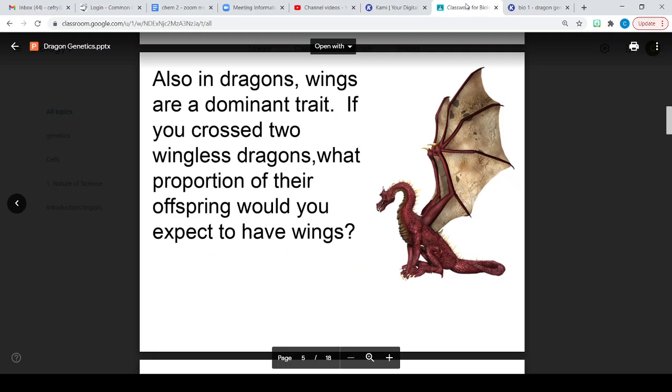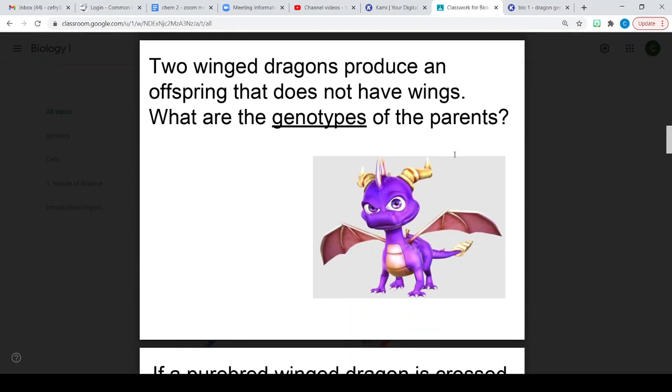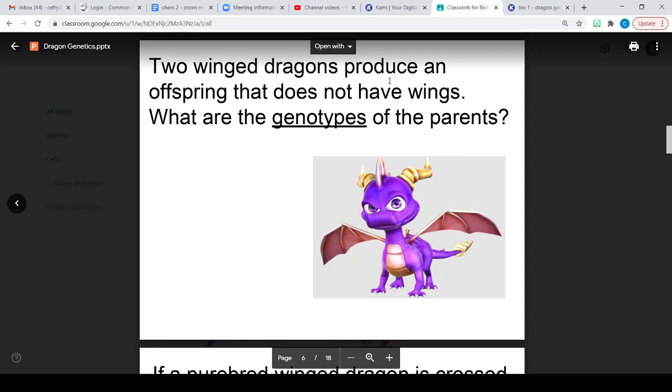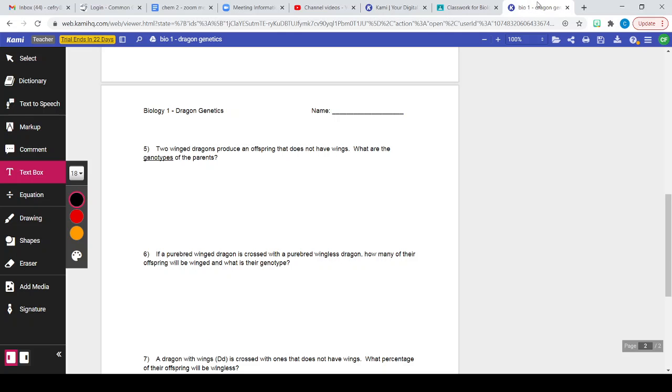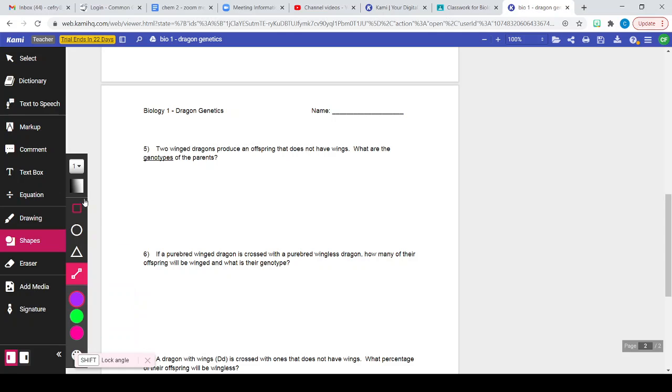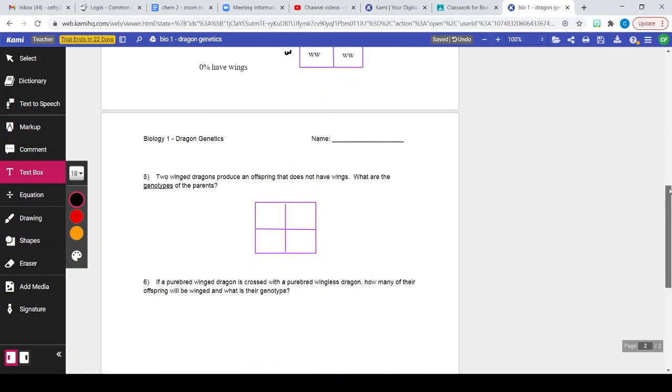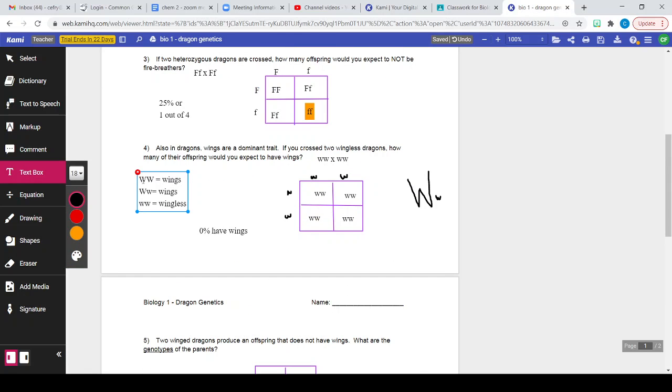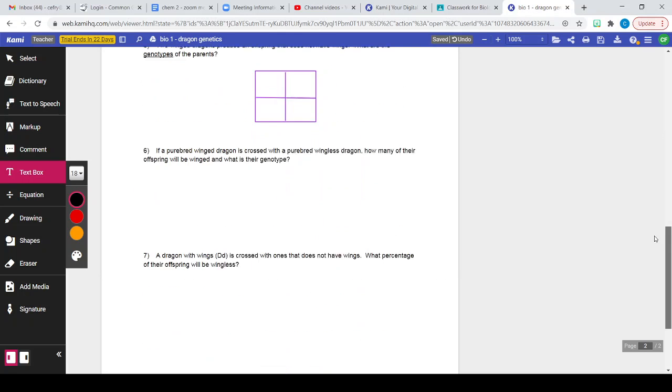Let's see here. Number 5. Let's look at the next question. Two winged dragons produce an offspring that does not have wings. What are the genotypes of the parents? So I have two winged dragons produce an offspring that does not have wings. So let's look at this. So basically they're telling me that when I have this Punnett square, let's go ahead and draw this out. They're telling me that I have two winged dragons. So if I have a winged dragon, let's look up here. If they have wings, they have to have at least one capital letter, right? That's the dominant trait.